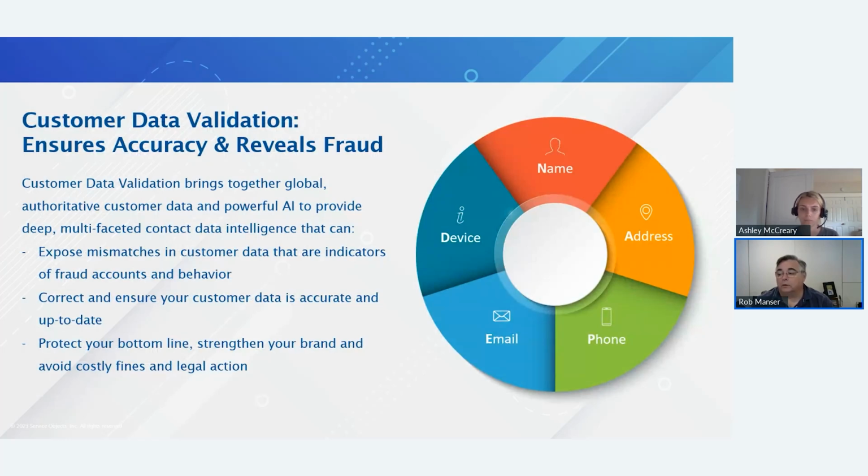With that said, customer data validation is where we're going to start digging in here. It's what is going to help you ensure that the customer data you capture is accurate, and it's going to help you reveal any fraud. What customer data validation does is bring together global authoritative customer data sets from all different sources. And then we marry that with powerful AI, artificial intelligence, and it gives us really deep intelligence about the customer and maybe their intent at some level. In doing that, it exposes mismatches in the customer data, and a lot of times these are very strong indicators of fraud, or just what's called bad behavior.